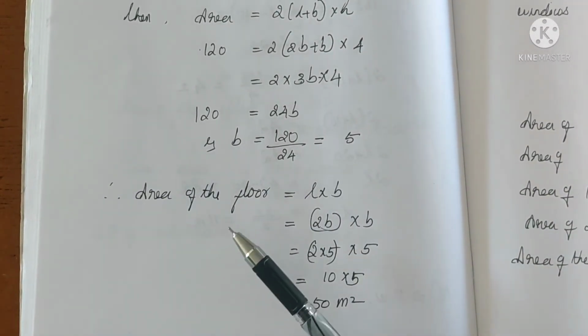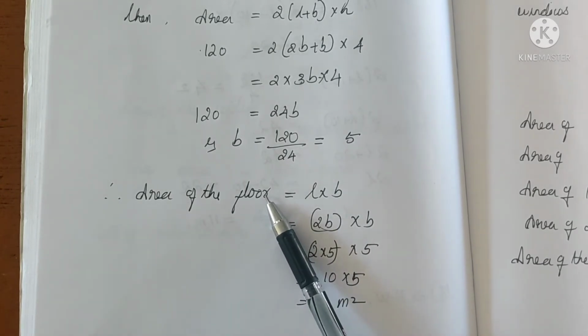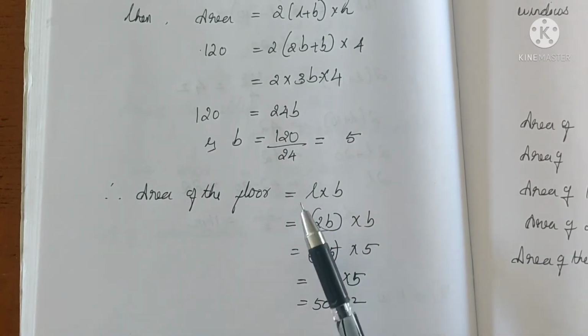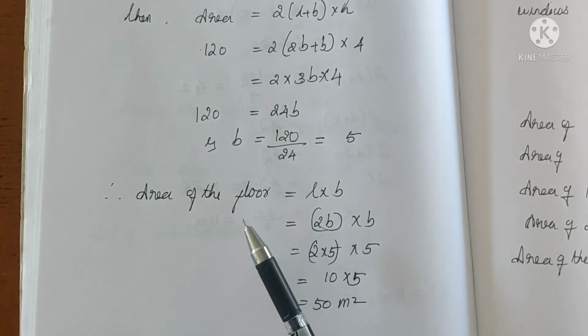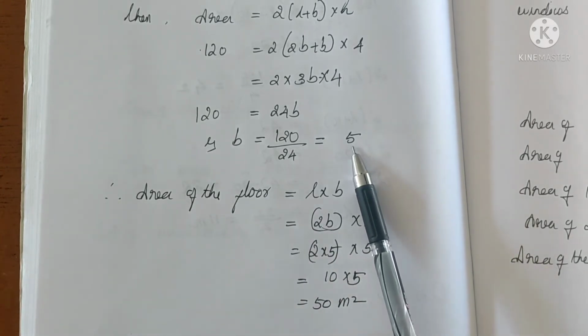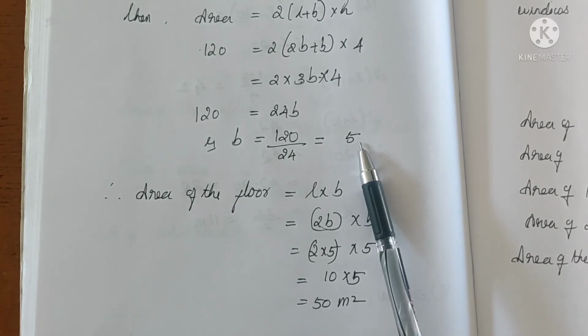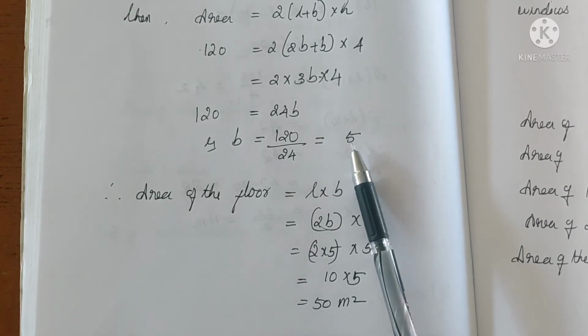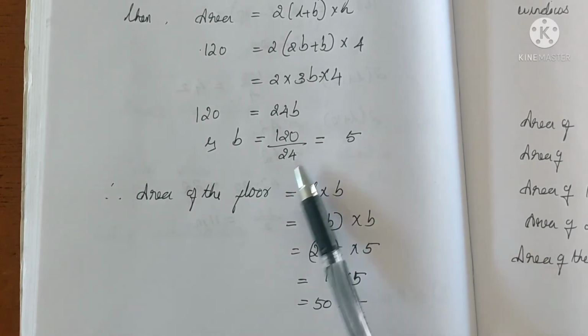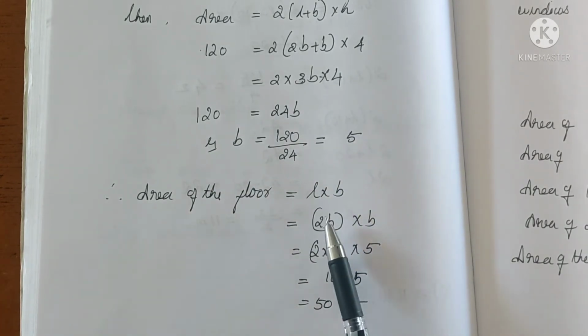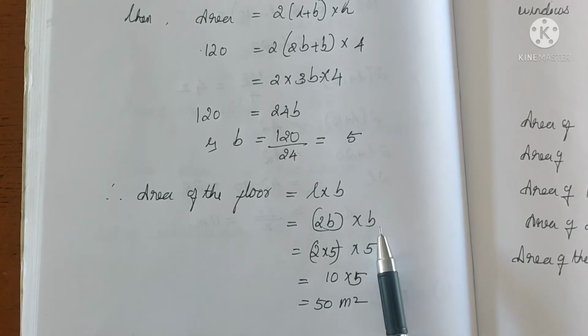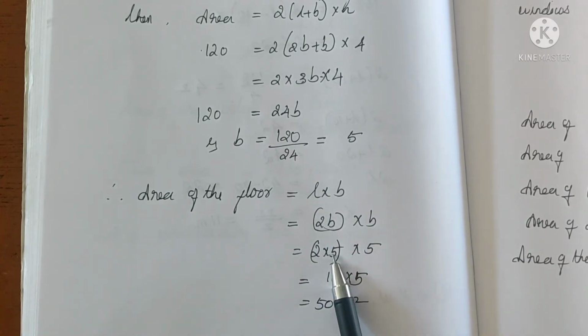Now listen, we have to find what is the area of the floor. For finding the area of the floor, which is in the shape of a rectangle, we need length and breadth. Breadth already we got now, that is B is equal to 5. Length is given like this, L is equal to 2 into B. So instead of L we are writing 2B and here B is equal to 5. So 2 into 5 is 10. Then 10 into 5 becomes 50 meter square.